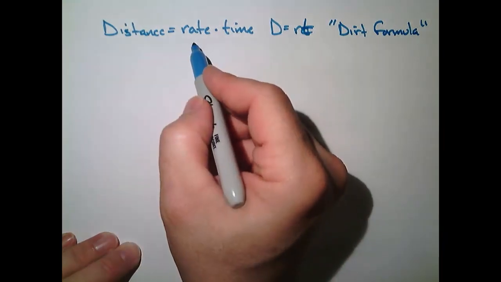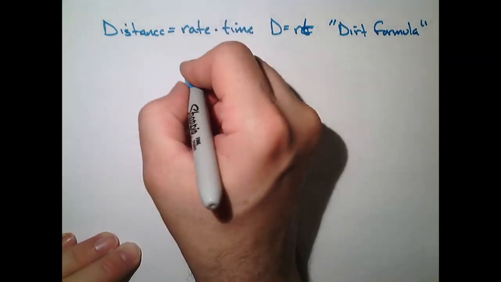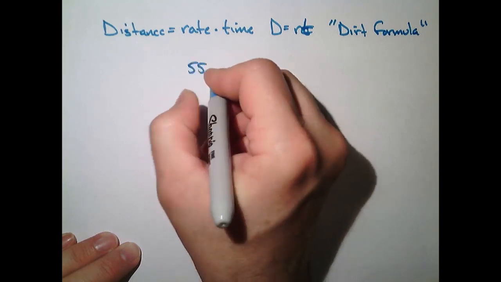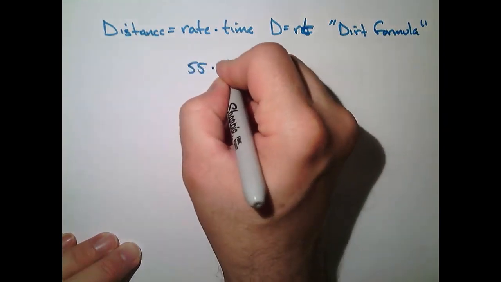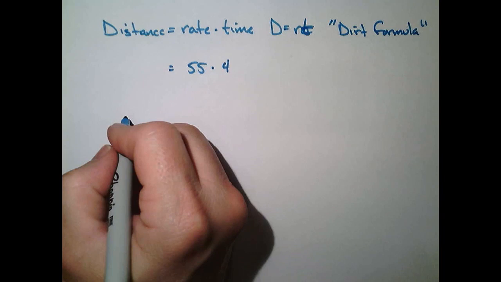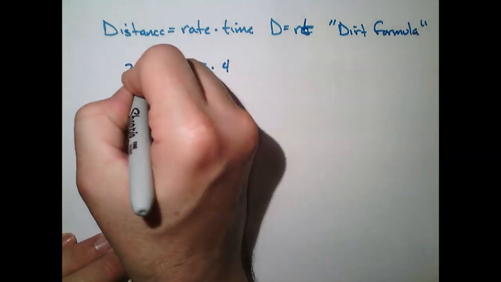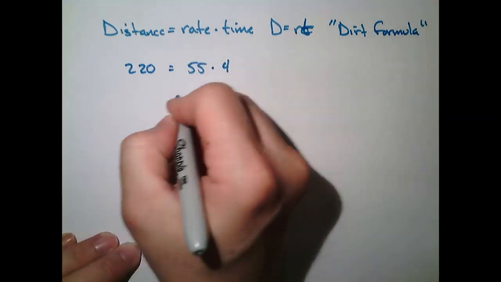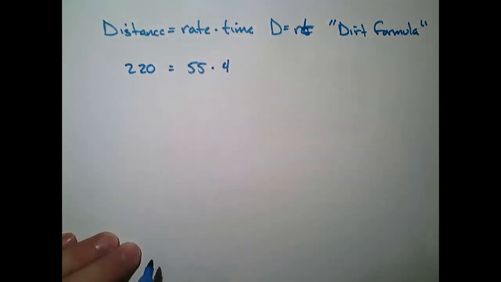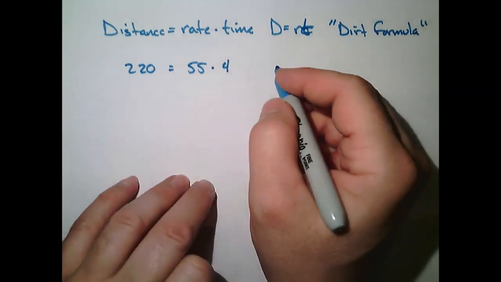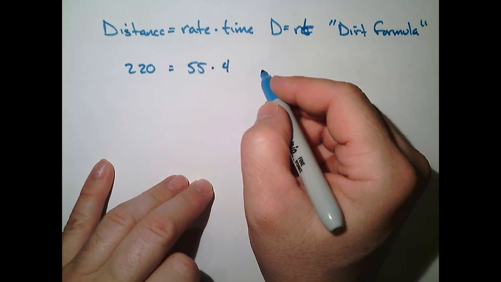So say, for example, that we drive 55 miles an hour for 4 hours. How far did we go? We went 220 miles. So distance equals rate times time. And we can work with these in a couple of different ways.